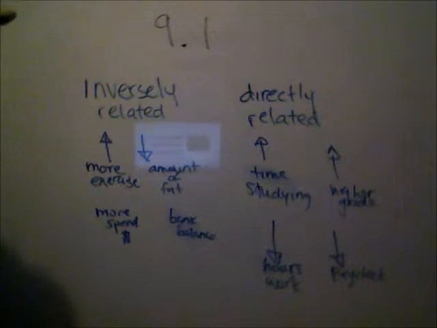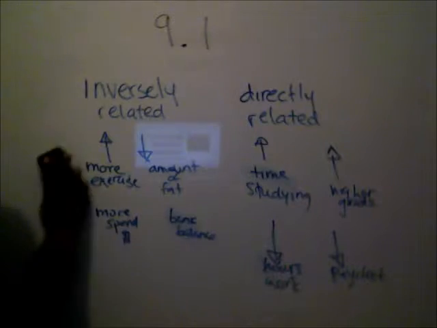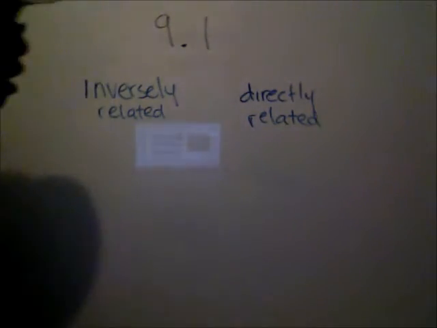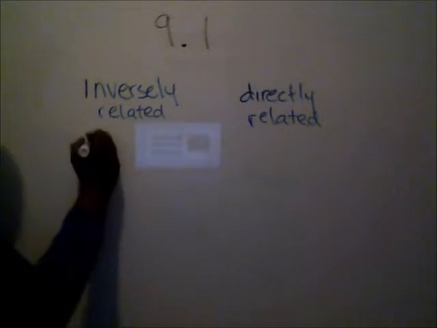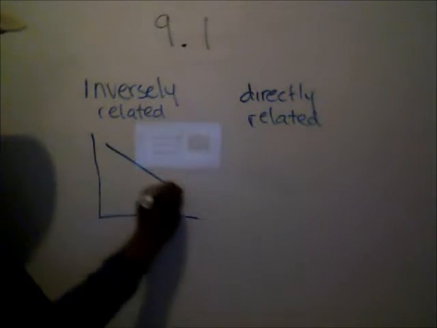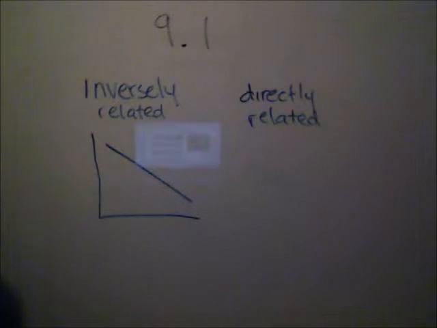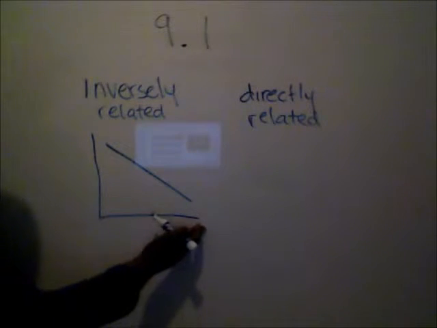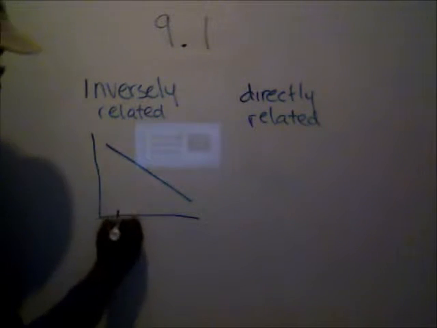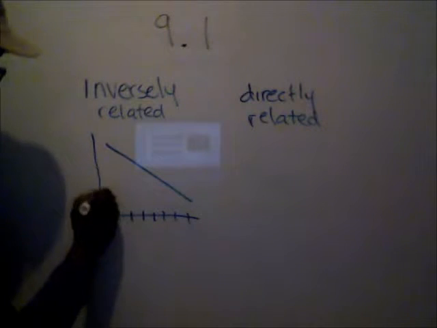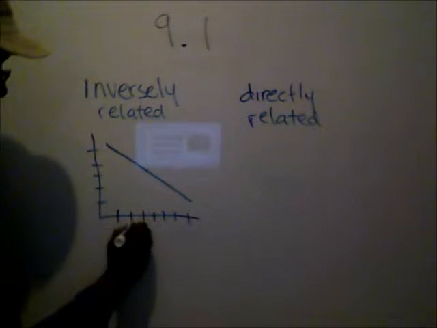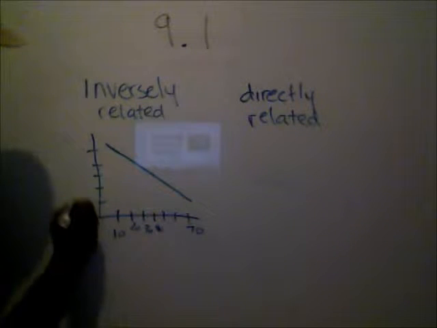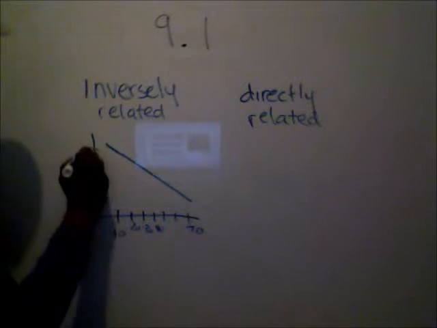We did it with real world examples, but let's look at what they would look like in a graph format. If something is inversely related, the graph would look like this. You would have a negative slope. As x gets bigger and bigger, the y is actually getting smaller. If I throw in some tick marks to illustrate this point a little clearer, let's say this is 10, 20, 30, 40, all the way up to 70, and this is 10, 20, 30, up to 50.